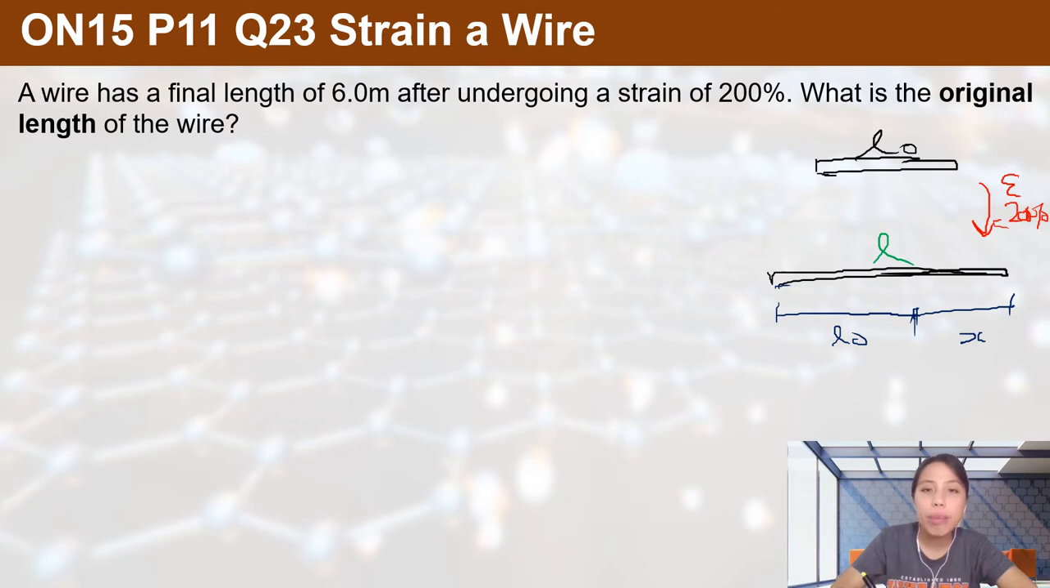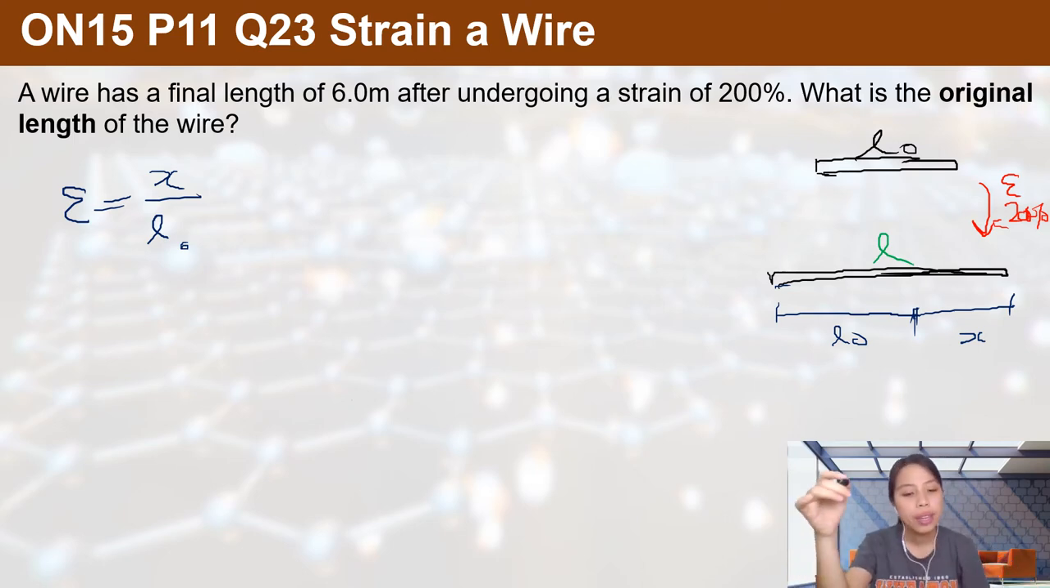Whenever you see the word strain, don't panic, write down the equation first. What is the strain? Stress, strain. Strain is this one: extension over length. Now how do we proceed from here? Pause the video if you need more time to try this out on page 11 if you printed it out. But if not, think about how you can use this strain equation to find the original length.